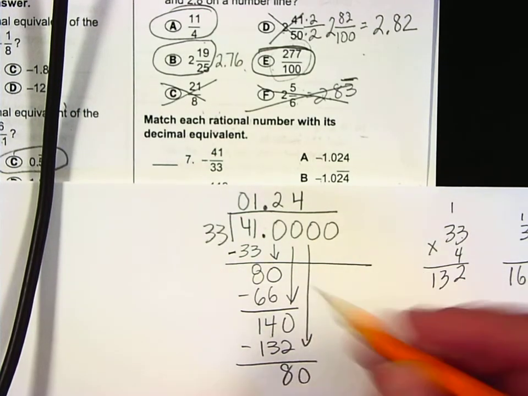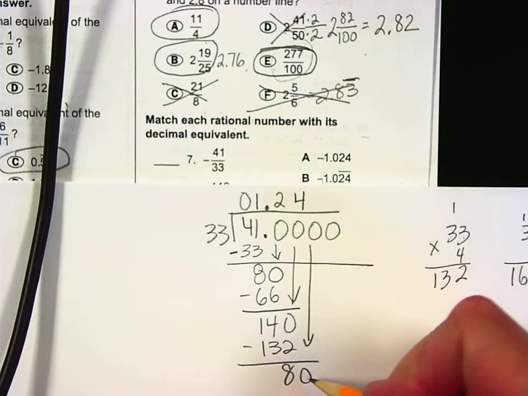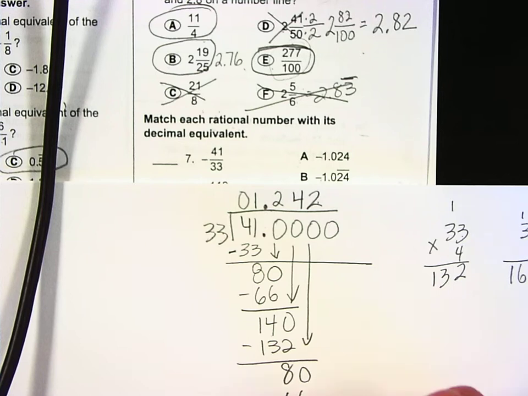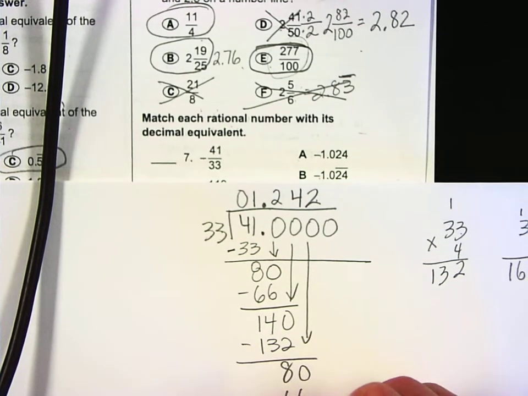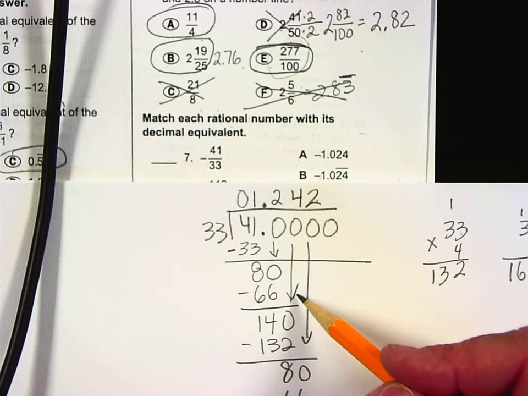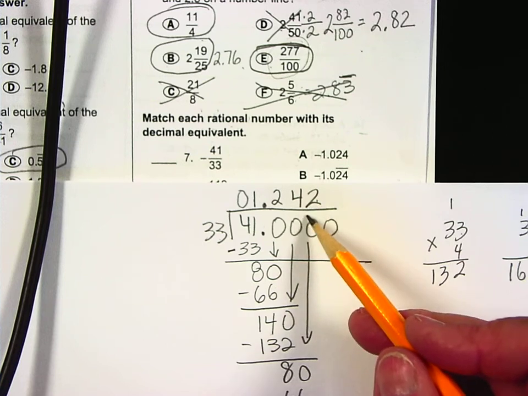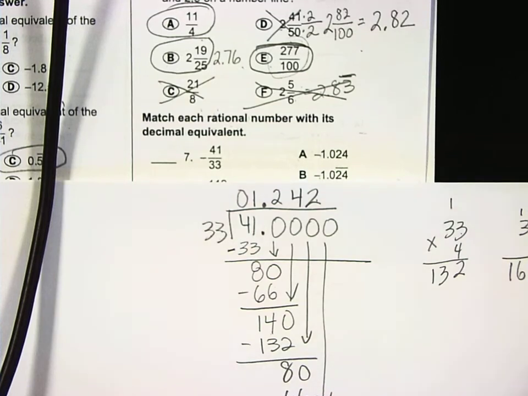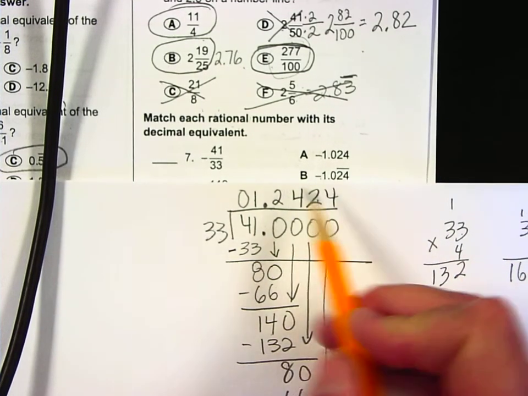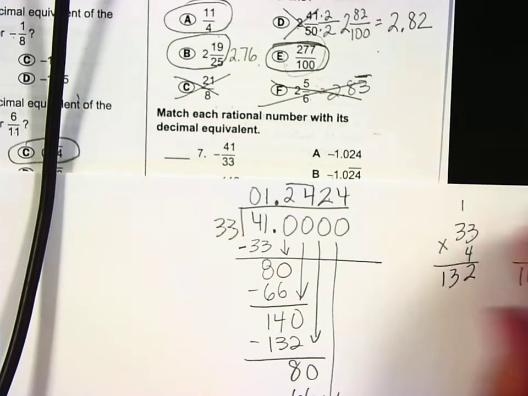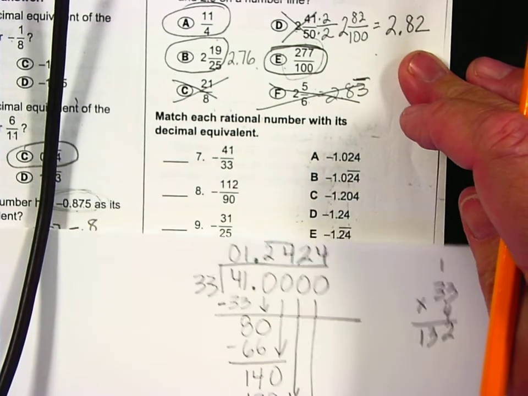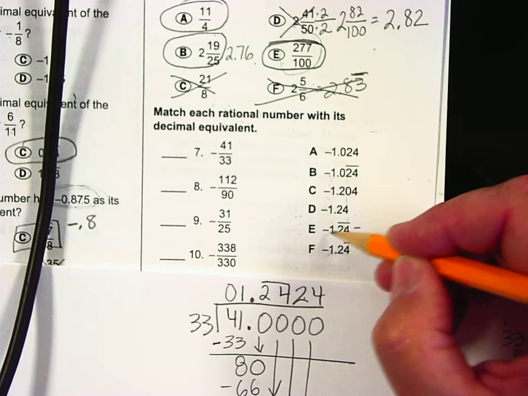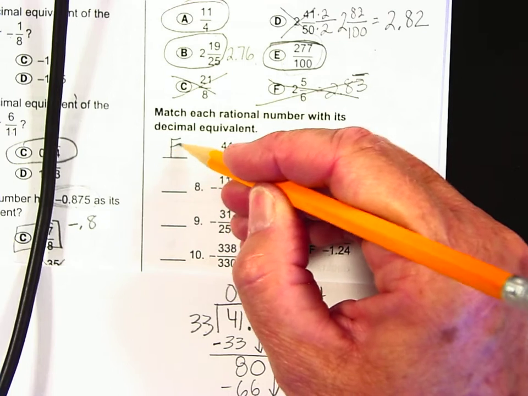Bring down a 0. How many 33's are in 80? 2. 2 times 33 is 66. Subtract, and you get 14. Uh-oh, I see a repeat. How many in 140? That would be 4. Looks to me like it's 1.24, and the 24 is going to repeat. So 7 is E because it's 1.24 repeating, and of course it's negative, so 7 is E.